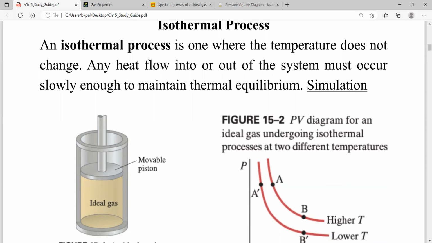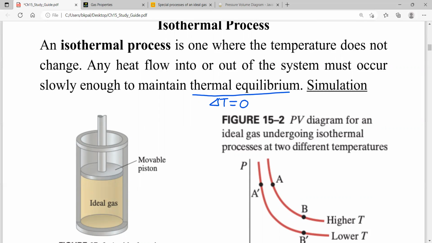If ΔT is equal to 0, any heat flow into or out of the system must occur slowly enough to maintain thermal equilibrium. Thermal equilibrium means no change in temperature, I mean, ΔT is equal to 0, right? There is no change in temperature. T is the same, which means ΔT is equal to 0. So in an isothermal process, any heat flow into or out of the system must occur very slowly.